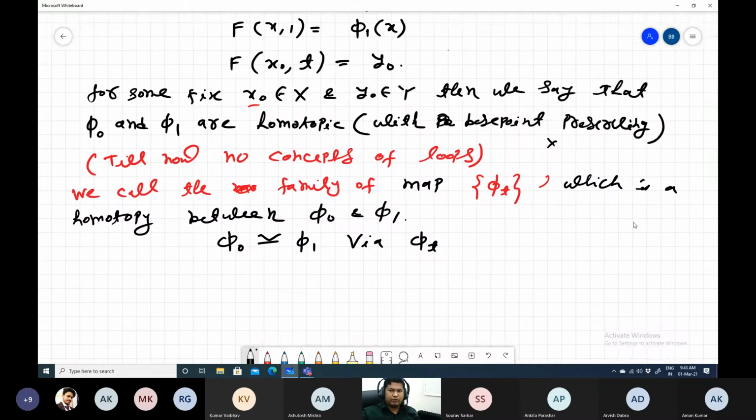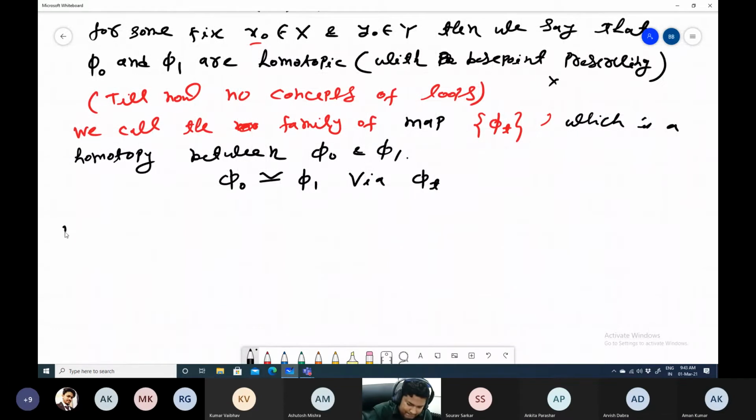Right. Now we come to the loop. Now let f belong to pi 1 of X comma x0. That means we have a loop f. Now what is f? First of all, f is a path from the interval I, that is 0 1, to X, such that f of 0 and f of 1 are both x0. So this is a loop with base point x0.